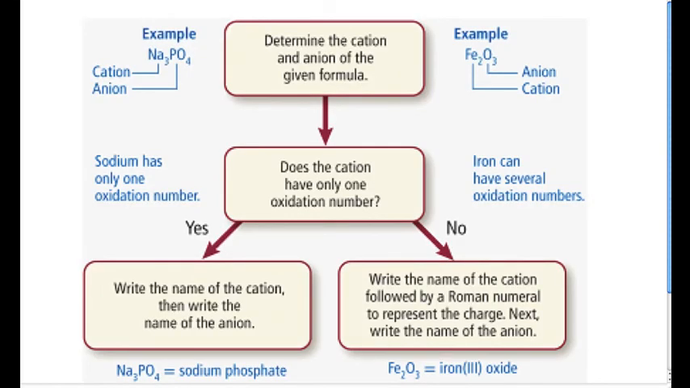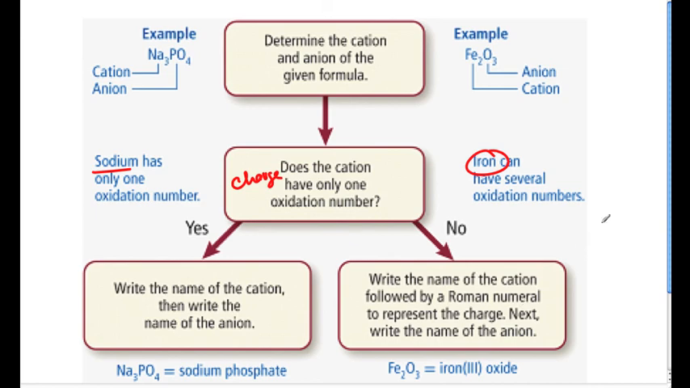Alright, so then you'll see at the bottom of the table, okay, a nice little flow chart with some questions to ask yourself as to how we name these. Okay, determine your cation and your anion, and figure out, does your cation have only 1 oxidation number? That means, is it a transition metal, or is it not? Okay, if it has only 1 oxidation number, that means it has only 1 charge. So things like sodium only have 1 charge. They're always a 1 plus. Things like iron are in the D block. They can have lots of different charges.